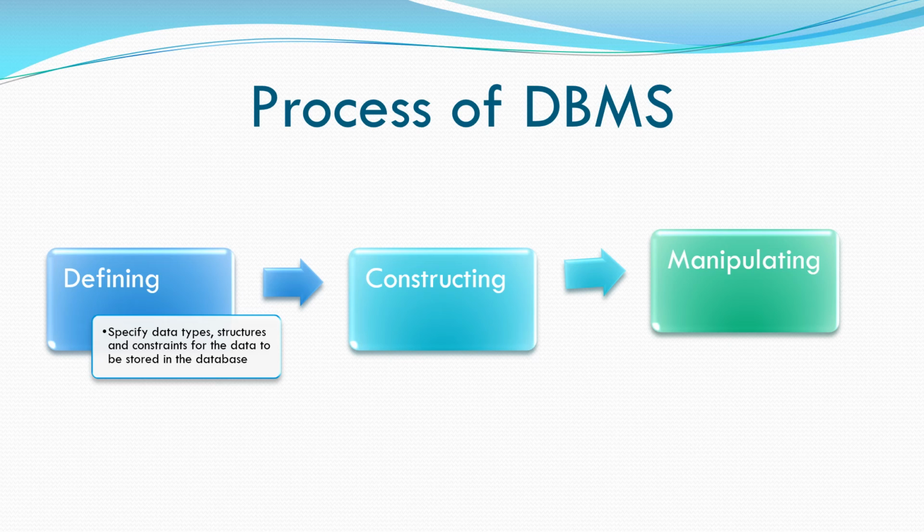Whichever data you are going to store in a database must first be defined, and for definition we require its data types, its structure and which different conditions are there on that data, that we have to define in this defining phase. Next is constructing. Constructing is the process of storing the data on storage controlled by the DBMS. Whatever data you are going to store is stored in a controlled way, and this control is done by the database management system. This is about constructing.